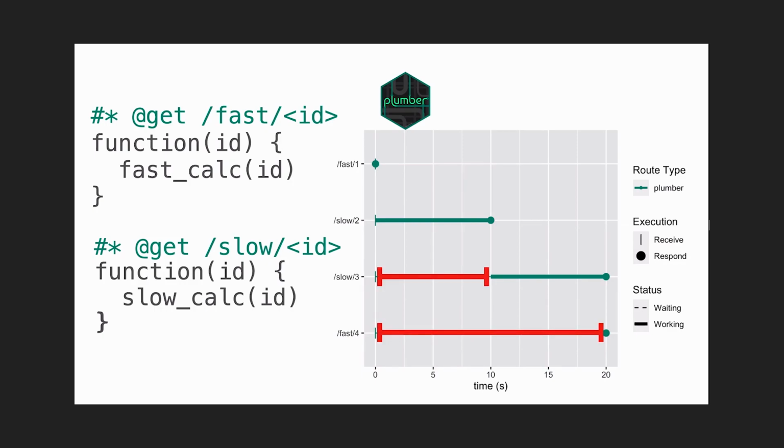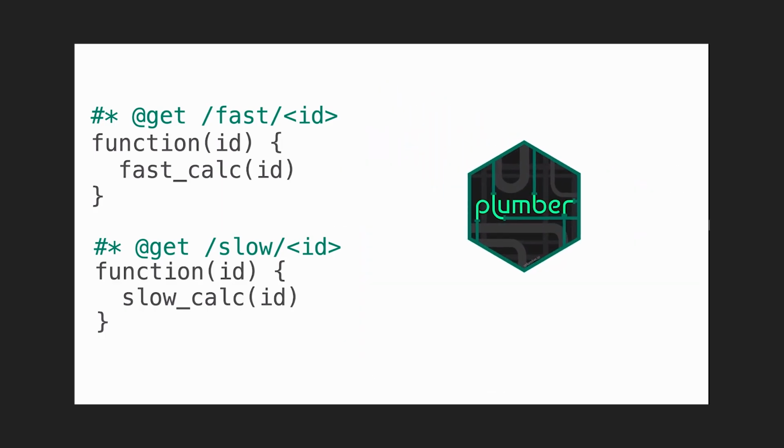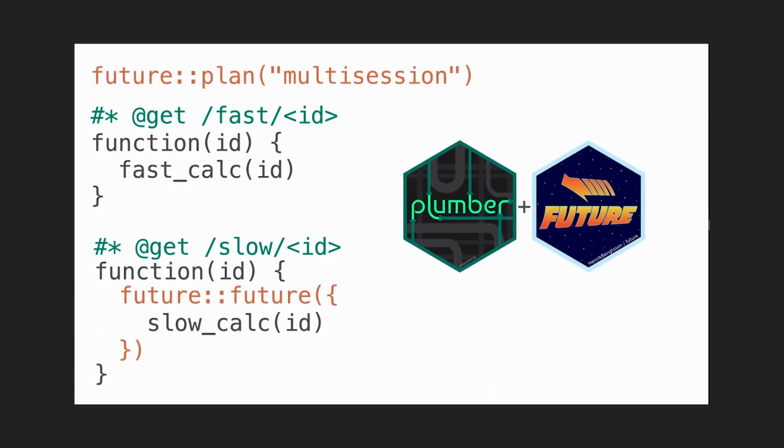This red area is bad. This is something that we can optimize. I can't necessarily make the slow calculation faster, but I can reduce the waiting time. And that's the goal. So with Plumber, we can do this using future.